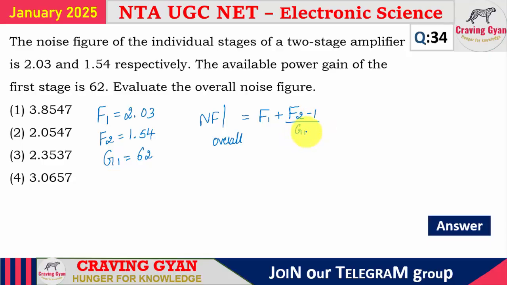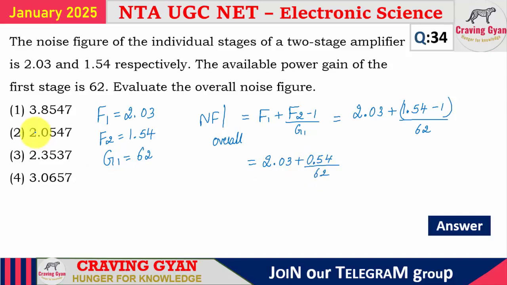If you are thinking that you are in need of a calculator, no, you don't require a calculator. What is the value of F1? 2.03 plus, what is the value of F2? (1.54 minus 1) whole divided by G1 value, which is 62. Now look at the things. This is 2.03 plus this is 0.54 divided by 62. 0.54 divided by 62 will be again a low value.